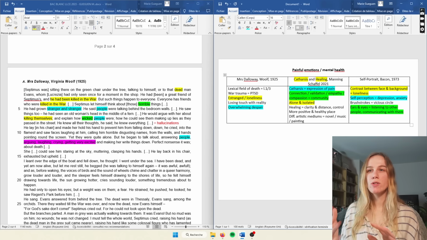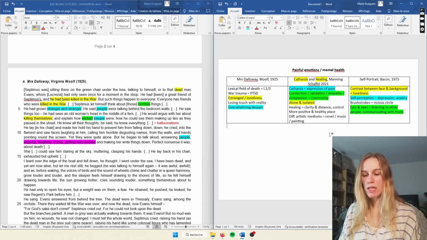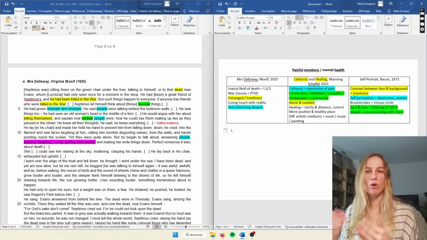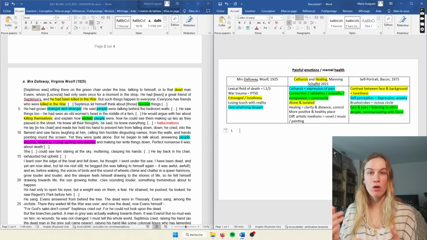So as you see, this is the part where you're trying to find common points between the different documents. Are they similar? Is the point of view different or opposed? Once you have done that, you can start thinking about a plan. I think that here the easiest plan would be to go with the definition of catharsis, which is expressing painful emotions to heal.